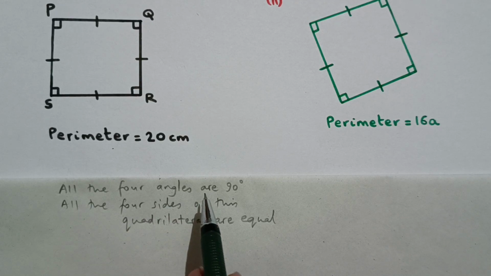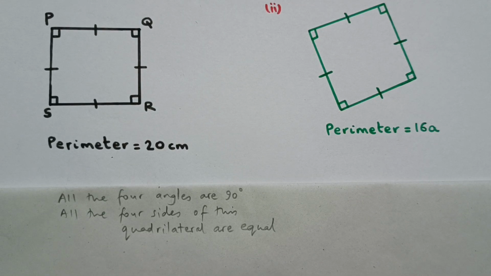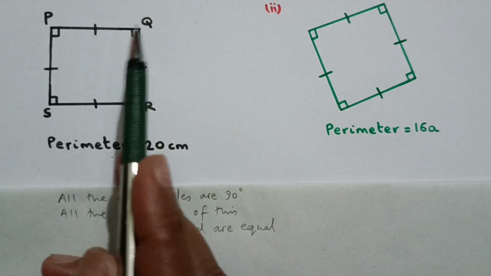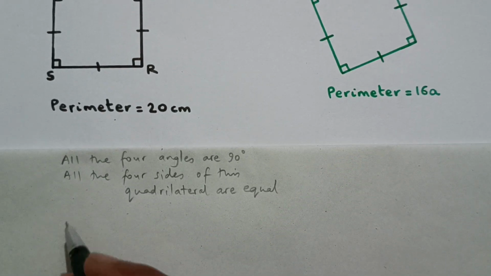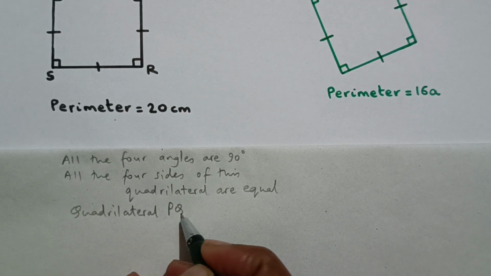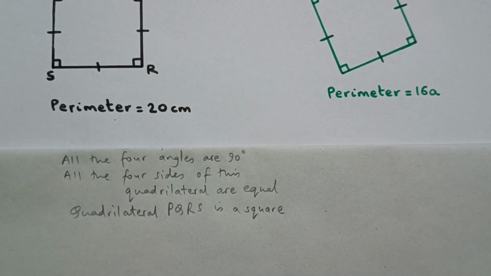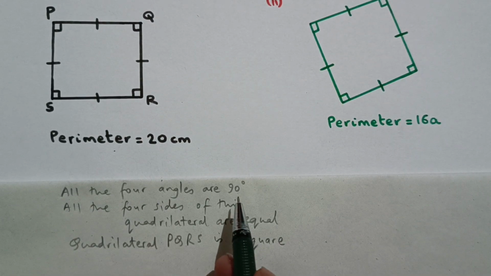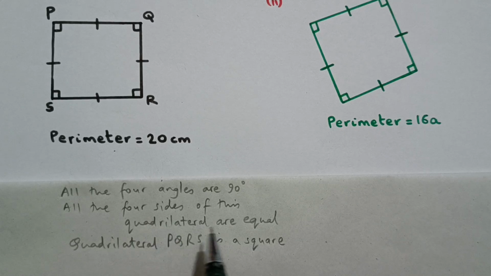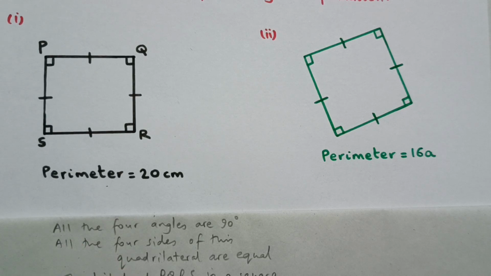All the four angles of this quadrilateral are 90 degrees and all the four sides of this quadrilateral are equal. So what type of quadrilateral is this? This quadrilateral is a square. So quadrilateral PQRS is a square, because in a square all the four angles are 90 degrees and all the four sides of a square are equal. Therefore quadrilateral PQRS is a square.